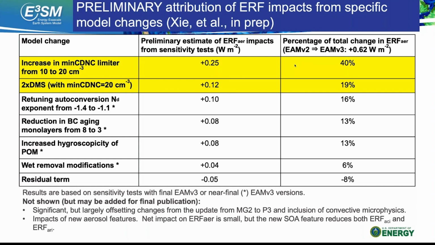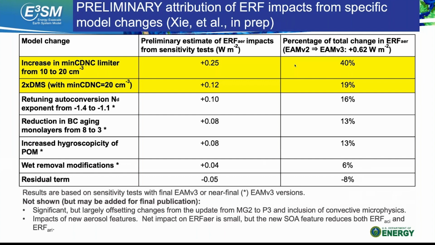So I do want to emphasize this is preliminary, but we were able to attribute some of the changes based on sensitivity tests that have been done so far, either using the final version of v3 or a near final version. And we find that one of the two largest single parameter perturbations that impacted ERF was an increase of the minimum droplet limiter, which is a prescribed lower bound on droplet number concentration, from 10 per cc in V2 to 20 per cc. This is the single largest impact, and it explains on its own 40% of the total change in aerosol ERF from version 2 to version 3.